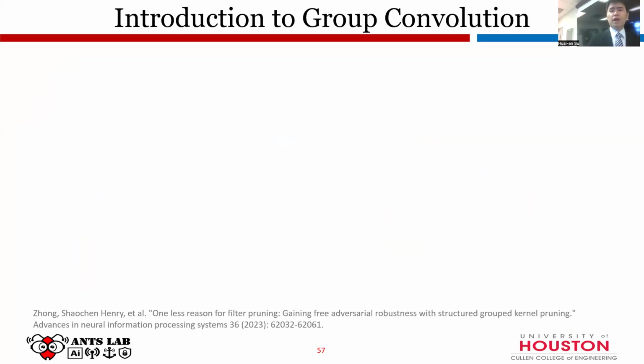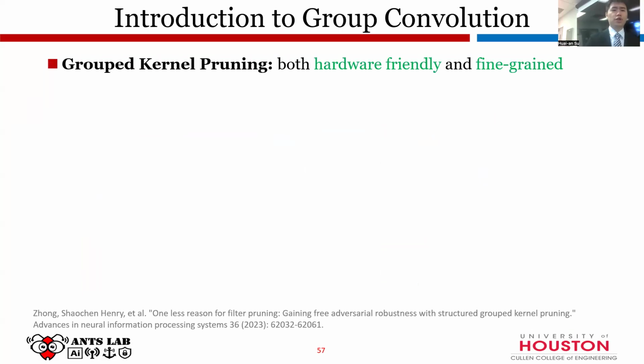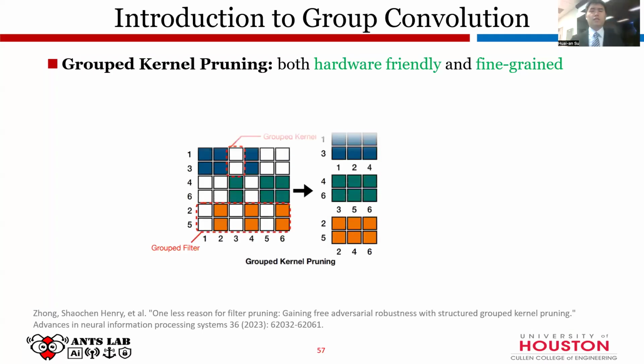So we actually have another type of convolution, which is group convolution. The group kernel convolution is both hardware friendly and fine-grained, where the concept is that you assign those kernels into different groups, and then you compress it into different types of dense networks. This is a really similar structure to channel pruning, and therefore it's going to be more hardware friendly.